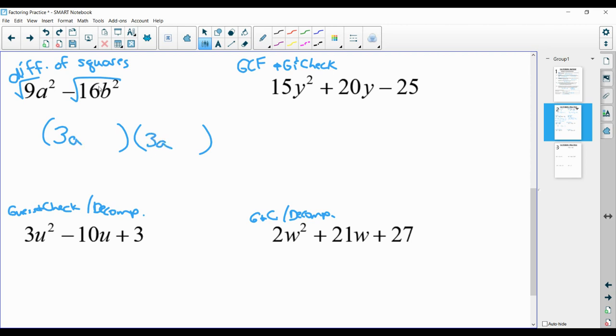And square root of 16b squared is 4b. So don't miss those variables. They're important as well. And plus minus or minus plus.